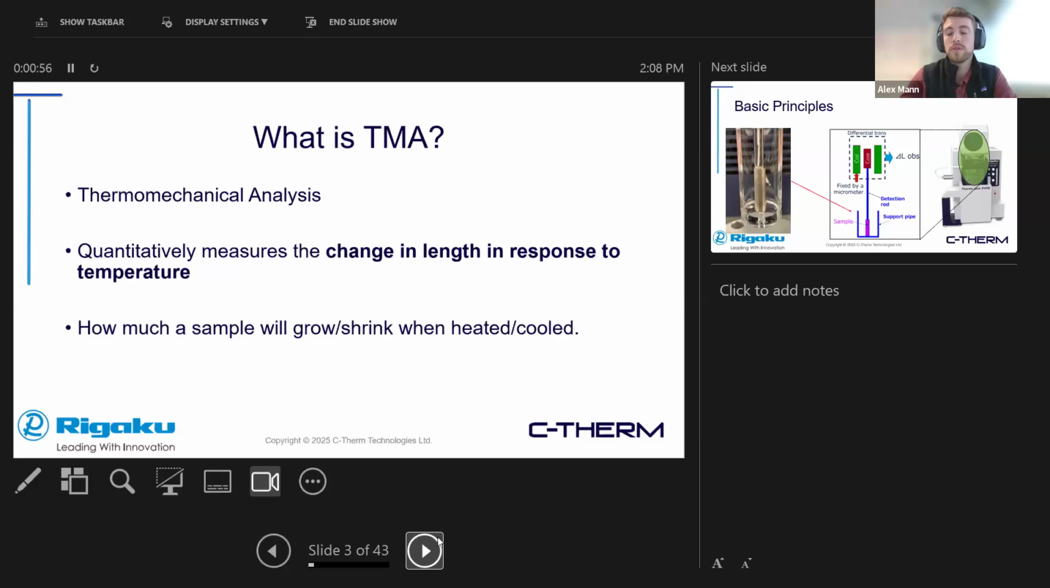So first off, most basic, what is TMA? It stands for Thermomechanical Analysis. It quantitatively measures the change in the length in response to temperature.